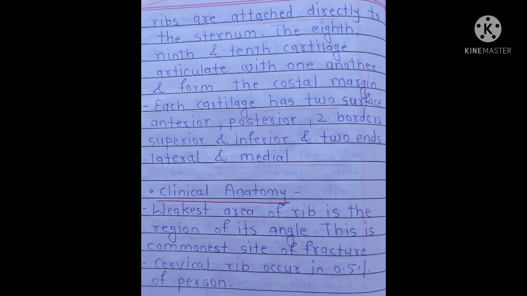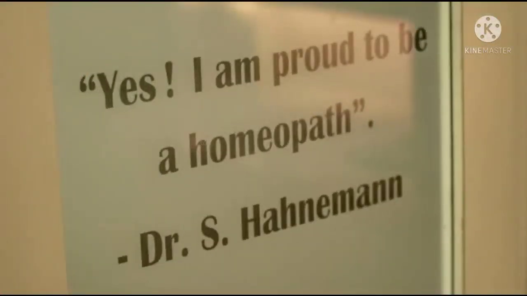The 8th, 9th, and 10th cartilages articulate with one another and form the costal margin. Each cartilage has two surfaces, anterior and posterior, two borders, superior and inferior, and two ends, lateral and medial. Clinical anatomy. The weakest area of the rib is the region of its angle. This is the commonest site for fracture, and cervical rib occurs in 0.5% of persons. So this is all about the bones of the thorax.